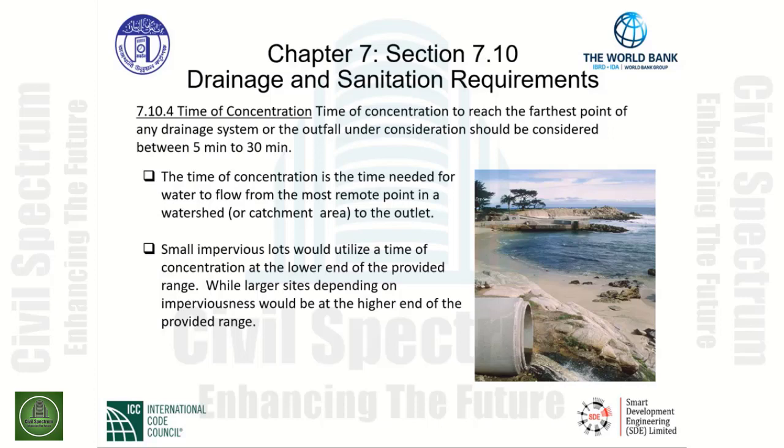Small impervious lots would utilize a time of concentration at the lower end of the provided range, while larger sites, depending on imperviousness, would be at the higher end of the provided range. The time of concentration is needed for water to flow from the most remote point in a watershed or catchment area, of course, to the outlet that was described above. As indicated, for a given outlet of a ditch leaving a small building site, consider tracing a raindrop through a site from the most remote point.